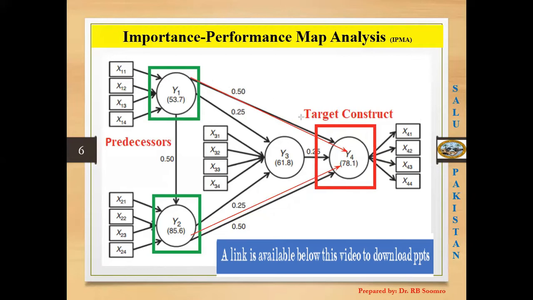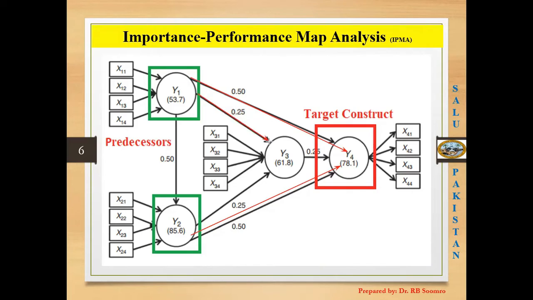So now this is the direct effect, and this one is the indirect effect. First we check the effect of the Y1 on Y3, and from there we check the Y3's impact on the Y4. So this is called the indirect effect. When we combine the direct and indirect effect, it's called the total effect.